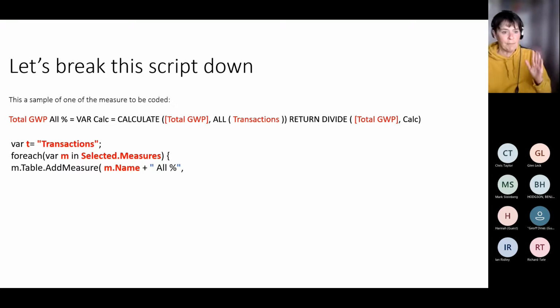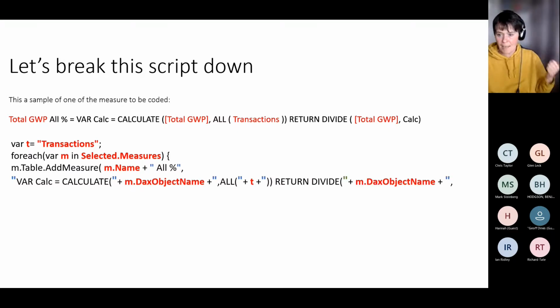I want to give it the name, in this case, total GWP, and then I want to add all percentage, allowing for the space just at the end of it. That's going to be the name of my measure. And then the next bit, just as it had been before, is the literal parts. So these are the literal parts.